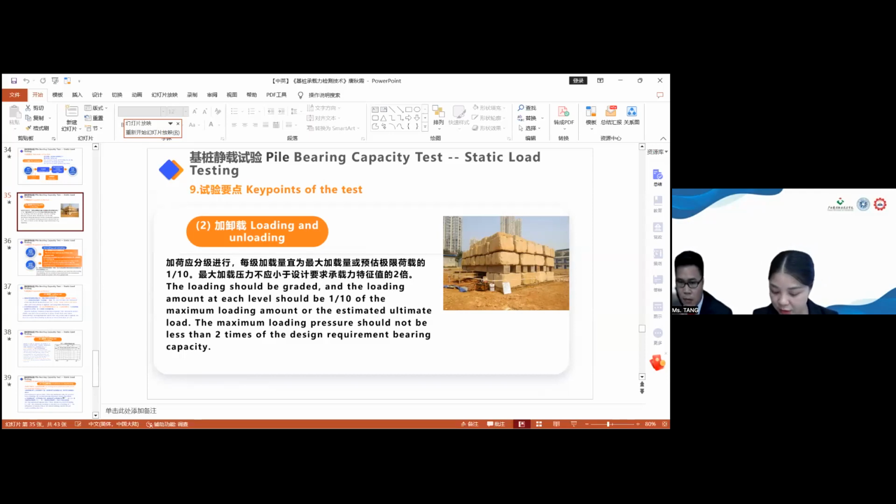Because the bearing capacity is very important, the scheme for the test shall be approved by signing by 5 parties: the designer, the supervision party, the survey party, the client, and the construction party. They all shall sign the scheme before the test can be carried out.